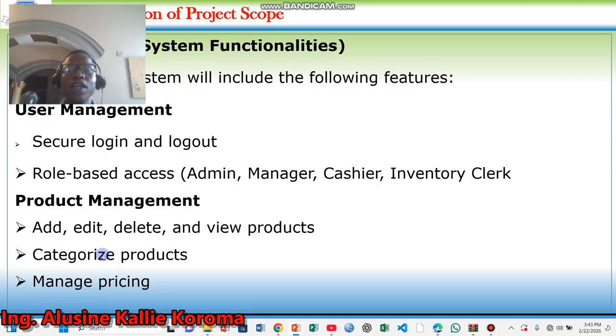For example, if this product is mainly for A4 paper, then it will be tagged that way. Also all the accessories, like for the computer, for the printer, you are able to categorize them. Also manage price, which ensures that the actual price details are given.